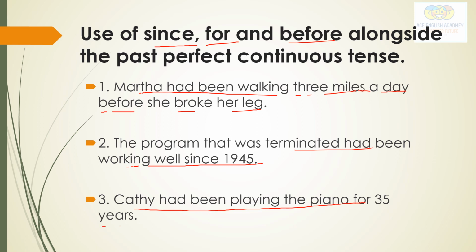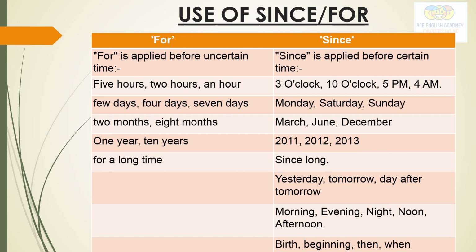So we use these words in the past perfect continuous tense. As we have discussed about the use of since and for in my previous videos also. See here, use of since and for. So you can just go through this table and find out about the use of for and since. We have already discussed also. For is applied before uncertain time, and since is applied before certain time.